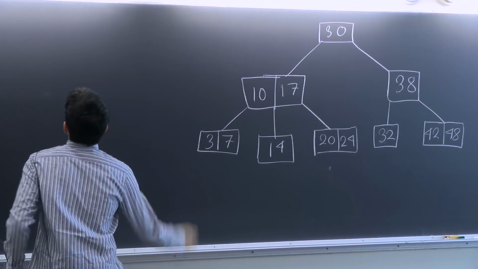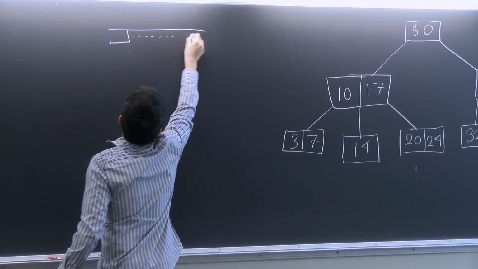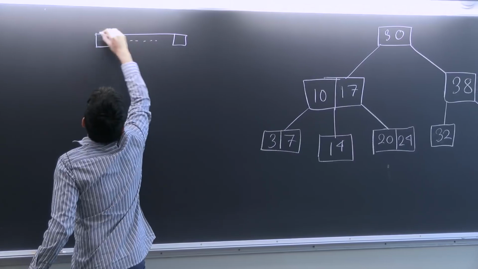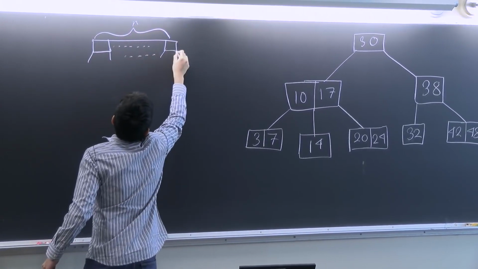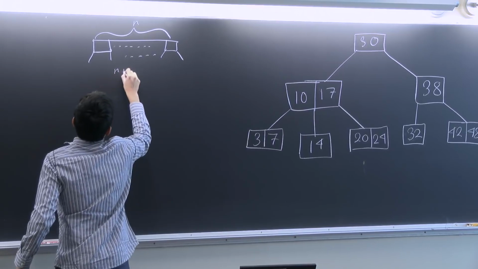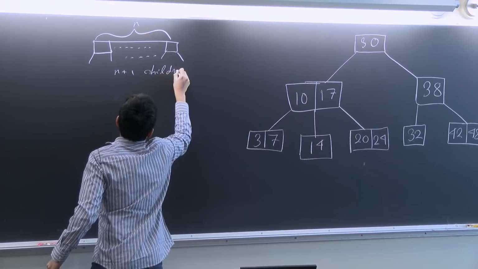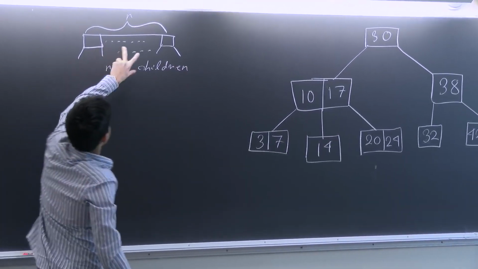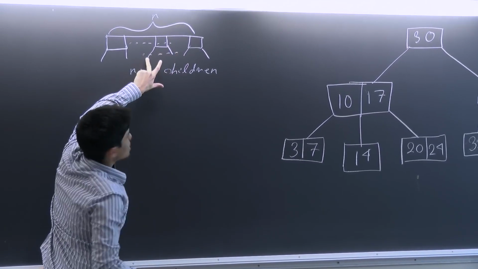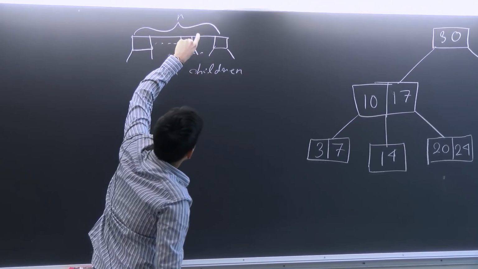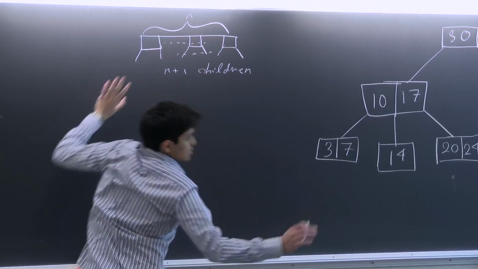So generally, a B tree will have some nodes with n keys and n plus 1 children. And if you take anything in the middle, look at the 2 children: all the keys in this subtree are smaller than the key here, and all the keys in this subtree are larger than the key here. So that's the general node.